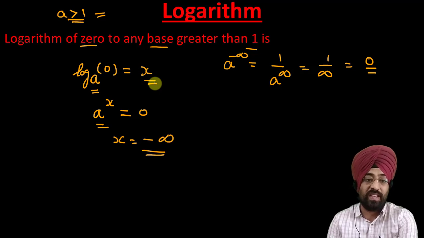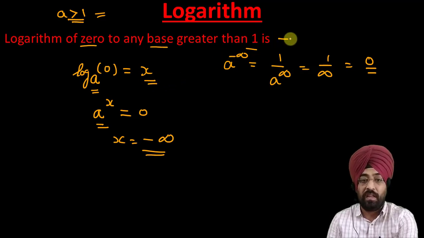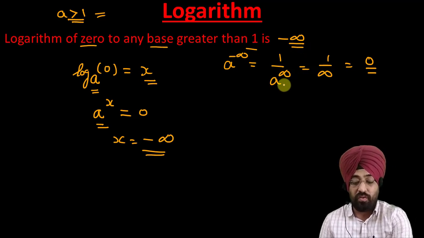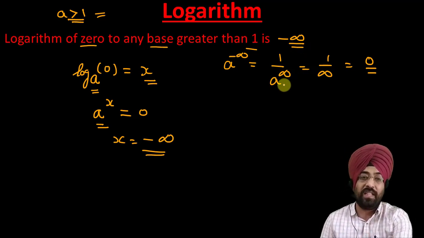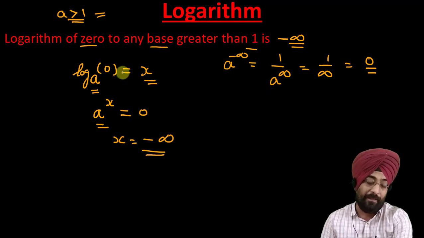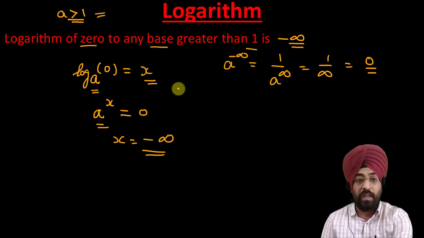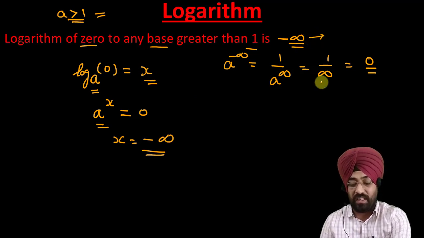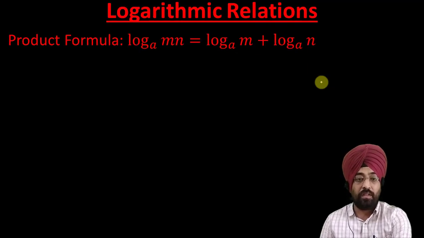Logarithm of 0 to any base greater than 1 is minus infinity. So these are some generalizations that you have to remember. Actually there is no need to remember. You can easily convert it into exponential form and find the answer. But in order to save time, it is better if you can remember this generalization, and these are not too difficult. These are quite easy. Now let us do the next relation.